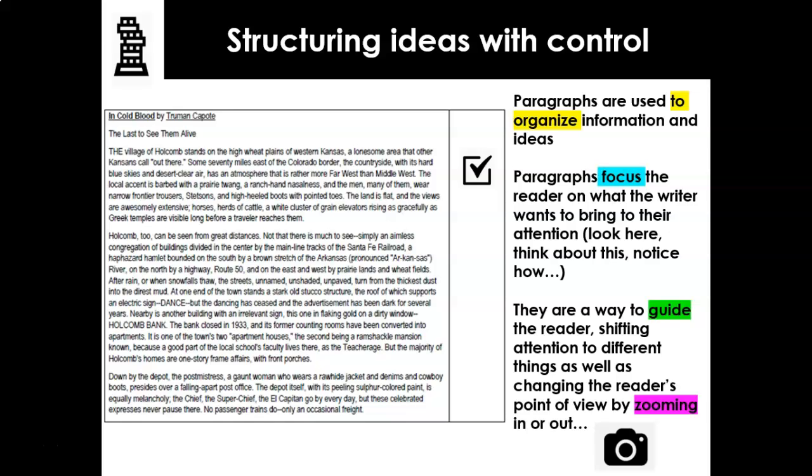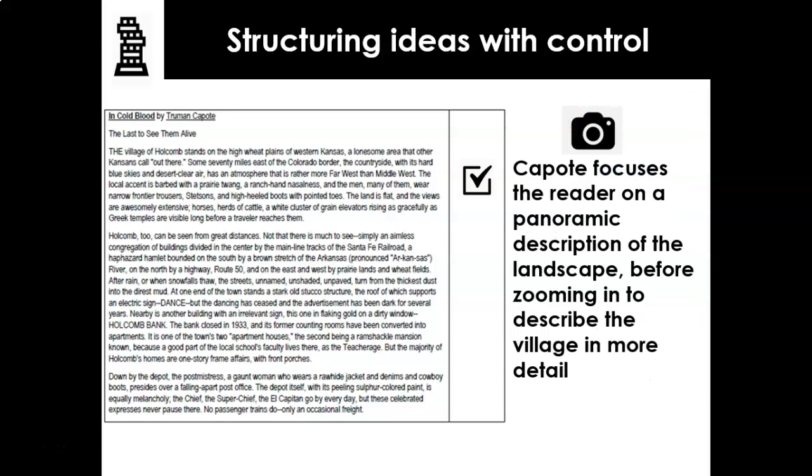And readers don't want to get bored, so you can be creative in this process. So sometimes you can shift attention to different things, as well as changing the reader's point of view by zooming in and out on different details. So we've already said that the Capote description begins with this panoramic, all-encompassing, sweeping description of the landscape. So we're going to look at what he does in paragraph 2 today. Okay, so he begins to zoom in to describe the village of Holkham in more detail. So he starts big and panoramic, and now he is zooming in.